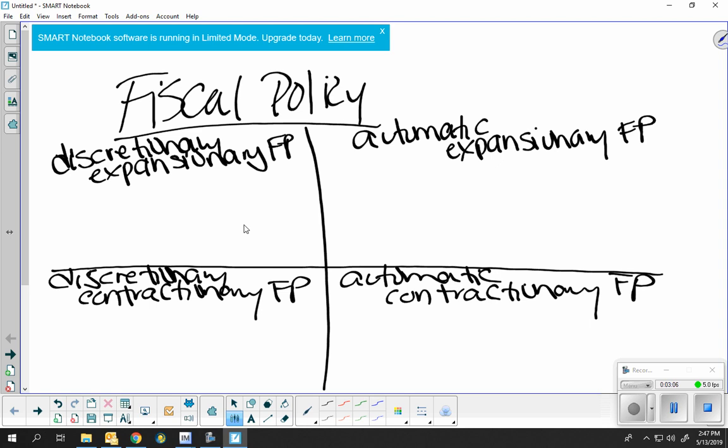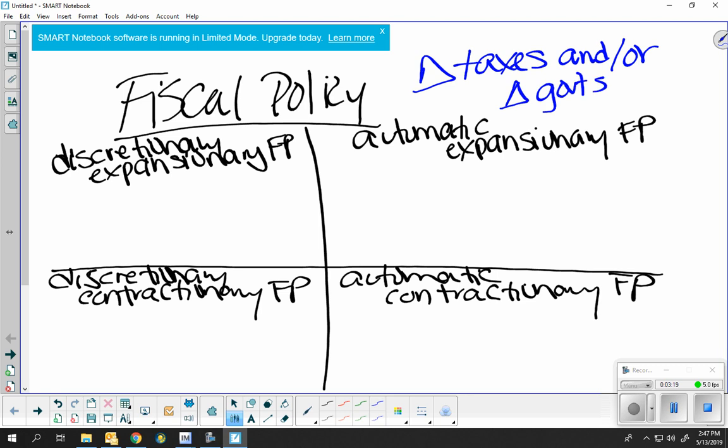I'll do it. So fiscal policy, remember, in general, is changing taxes and/or, it doesn't have to be both at the same time, changing government spending. And it can be done on purpose, that's what the word discretionary means, or by accident, which is what automatic means. Remember, expansionary fiscal policies increase aggregate demand, and contractionary fiscal policy decreases aggregate demand.